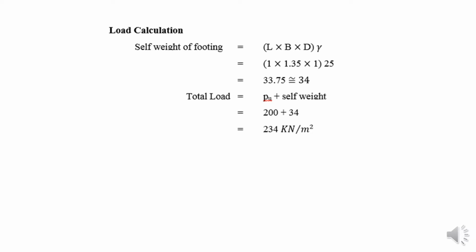Next we have to find out the loading. First we have to determine the self weight of the footing. Self weight of the footing is equal to L into B into D into gamma. So L is 1 meter, B is 1.35, and depth also 1 we provide, into 25 as the unit weight. So we will get 34 kilonewton per meter. Then total load PU, that is the actual load plus self weight, will be equal to 234 kilonewton per meter. The width of the footing is equal to 234 divided by 150, that will be equal to 1.56. So we take the width as 1.6 meter.